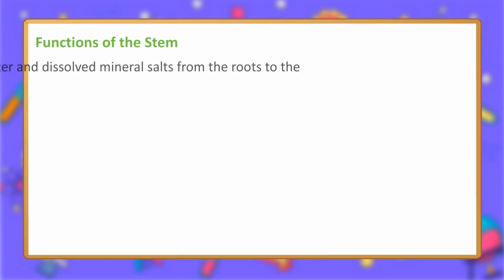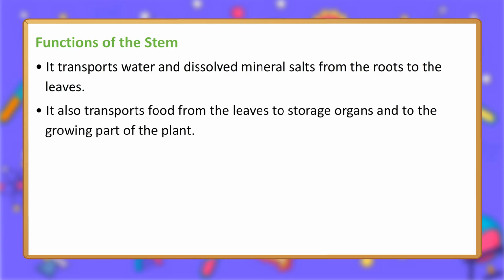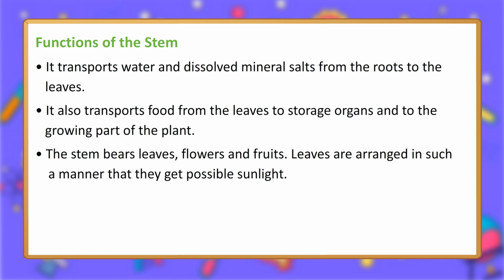Functions of the stem. It transports water and dissolved mineral salts from the roots to the leaves. It also transports food from the leaves to storage organs and to the growing part of the plant. The stem bears leaves, flowers and fruits. Leaves are arranged in such a manner that they get maximum possible sunlight.